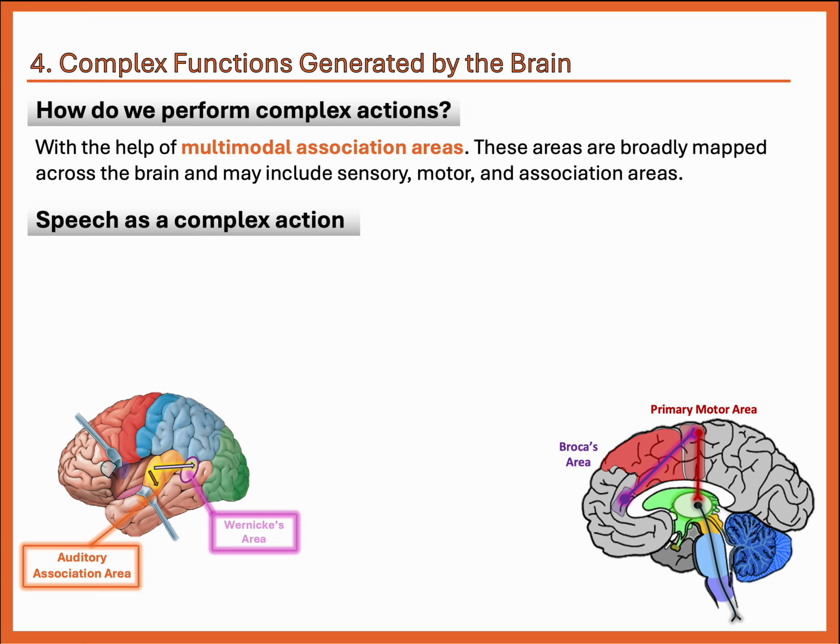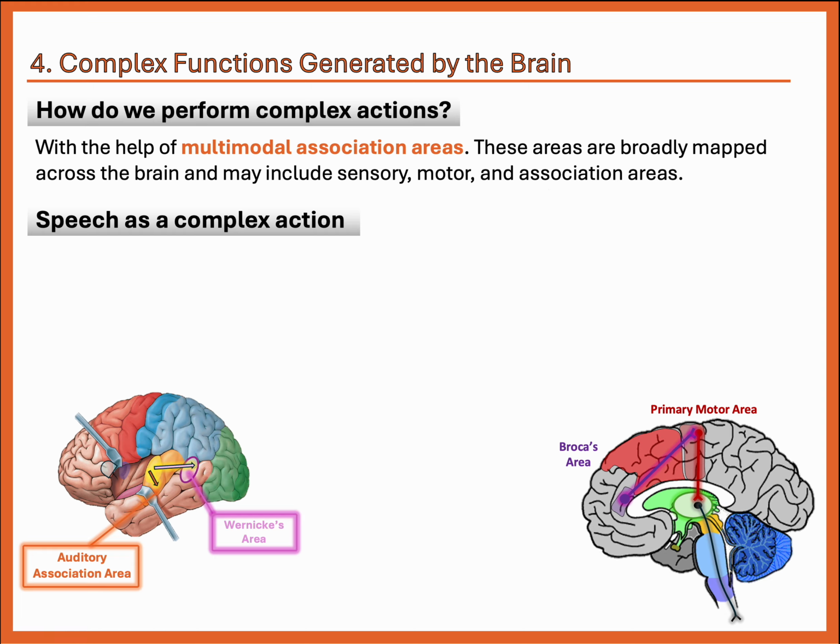And we talked about all these association areas, but they were predominantly one type of stimuli, such as the somatosensory association area, or the visual association area. That was still pertinent to just that one sense. But these multimodal association areas are broadly mapped across the brain. They're big regions, and many include mixes of sensory, motor, and association areas all converging together.